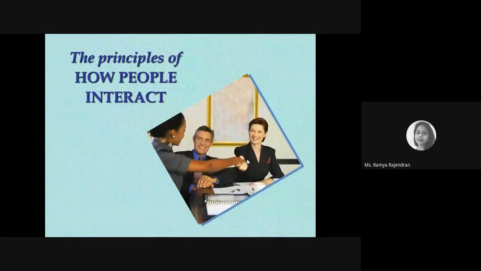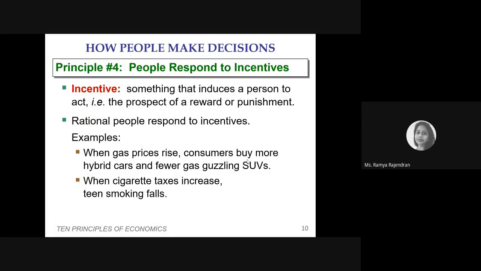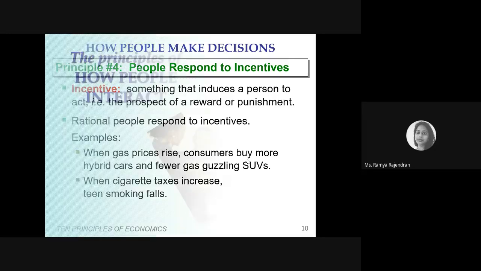So the fourth principle is how people respond to incentives. It can be either a reward or a punishment. Here, when you give incentives, like giving a hike to an employee who's working well, he will be happy and motivated, and he'll keep working well so that he can get more incentives again.